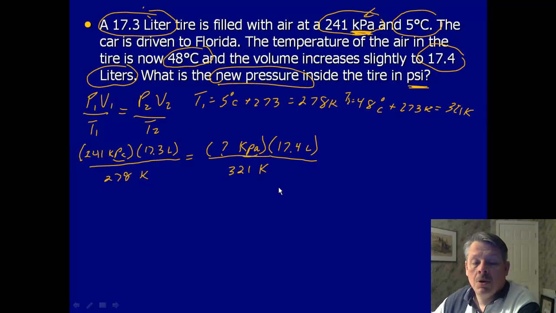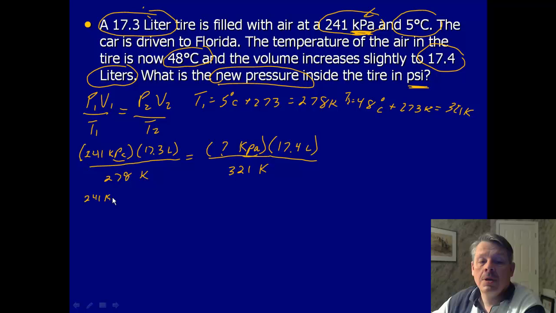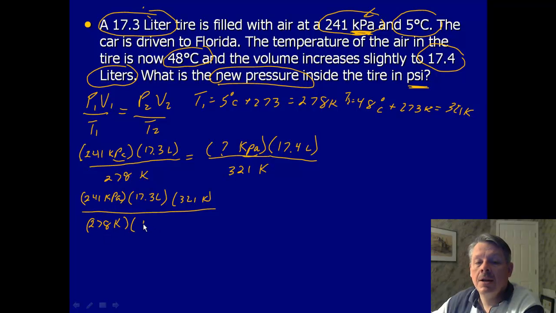So, if you did not do this on your own, pause the video here, see if you can do the math. All right, the math here is 241 kPa times 17.3 liters. We are simply plugging and chugging here. 321 Kelvin divided by 278 Kelvin divided by 17.4 liters. Our liters cancel, our Kelvins cancel. I'm left with kPa as my units. When I do the math, I come up with 277 kPa.